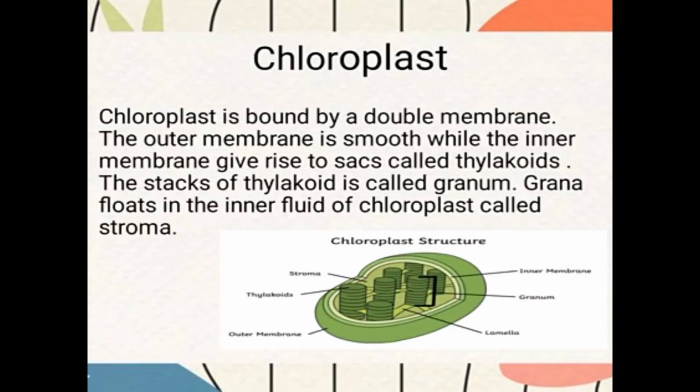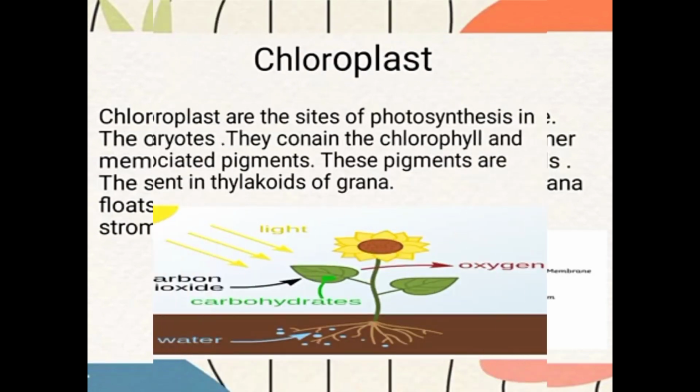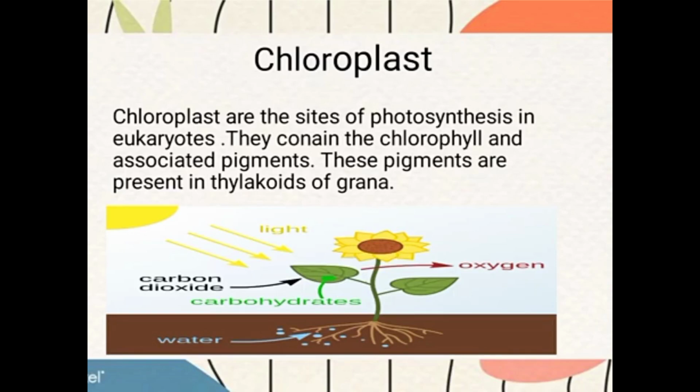Chloroplast. It is bounded by a double membrane. The outer membrane is smooth, while the inner membrane gives rise to many sacs called thylakoids. The stacks of thylakoids are called grana. Grana float in the inner fluid of the chloroplast, and that fluid is called stroma. Chloroplasts are the sites of photosynthesis in eukaryotes. They contain chlorophyll and associated pigments. These pigments are present in the thylakoids of grana.